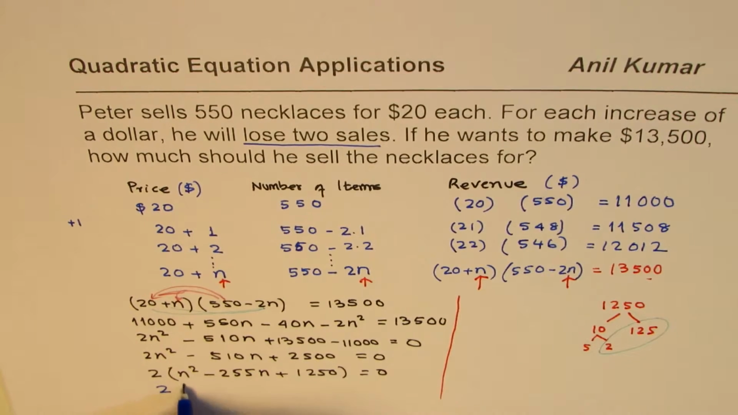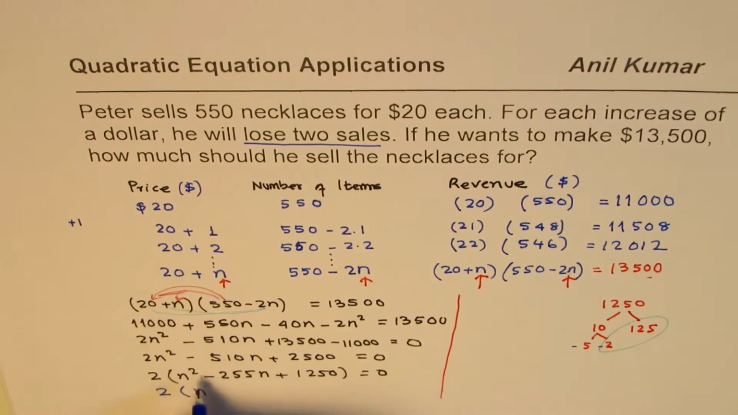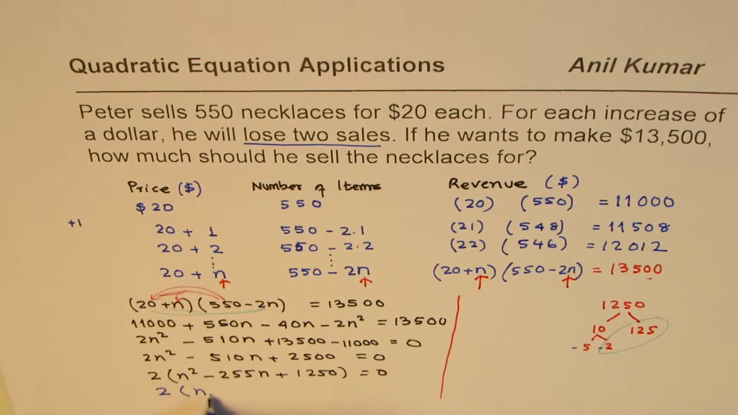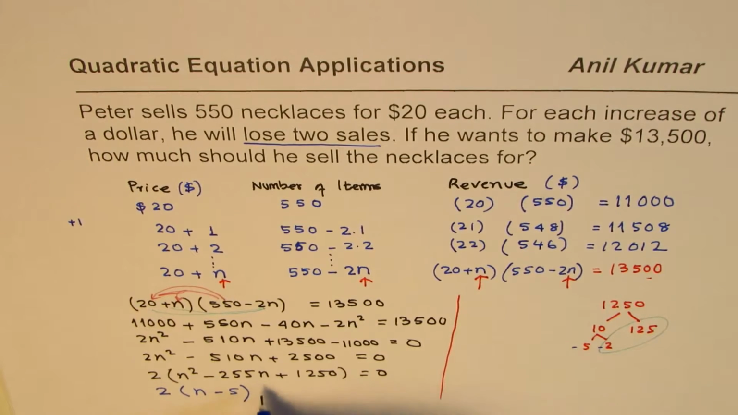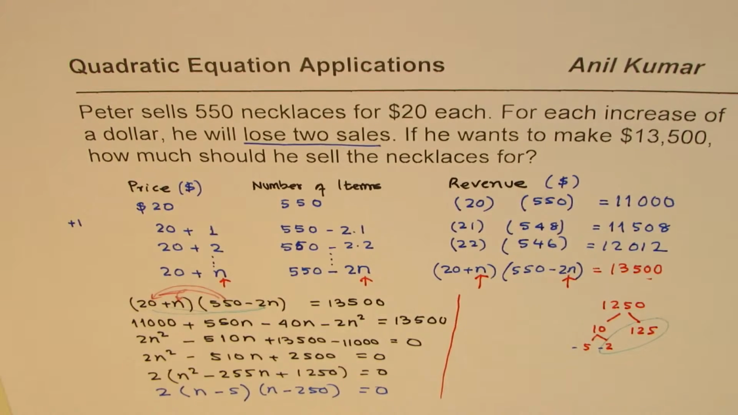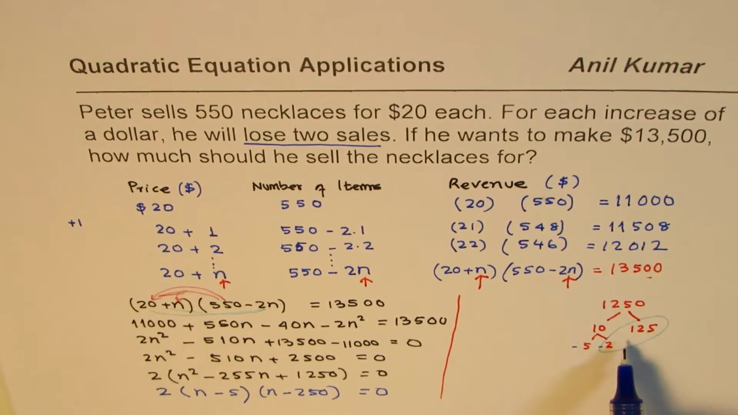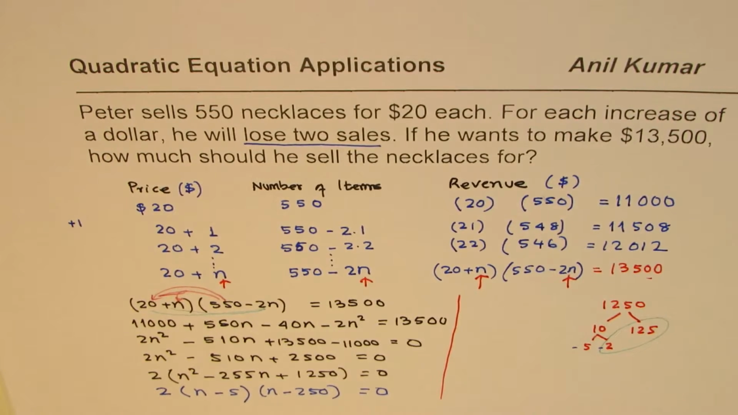So what we get here is 2 times n. Both should be negative, right? So both should be negative to give me this sum. So it is n minus 5 times n minus 250 equals 0. So that is what we get in factored form. I hope you have understood this concept also. When big numbers are there, how to factor. It's kind of a good thing to know. So we get this equation.